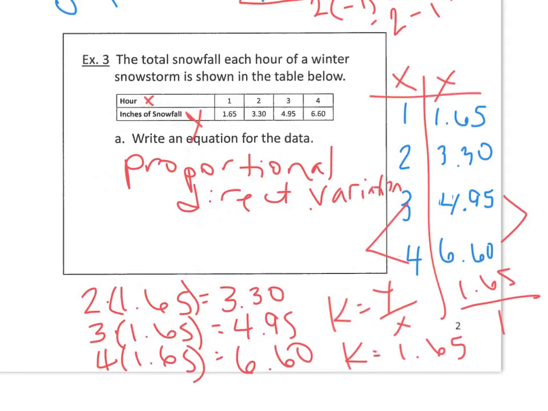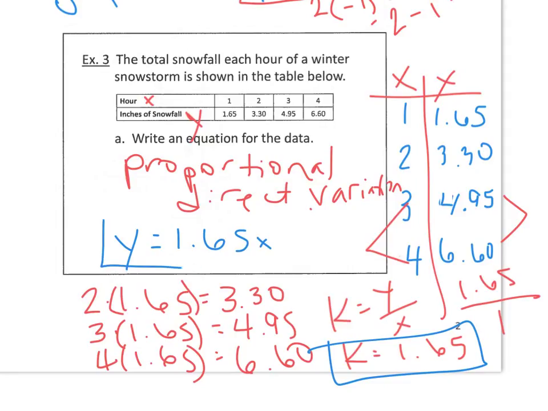Okay. So if I was to write it, remember we said K equals 1.65. So when I go to write it, I would write it as Y equals 1.65x, meaning for whatever hour has gone by, I'm going to plug in place of x and multiply it times 1.65, and that should tell me how much snow has fallen.